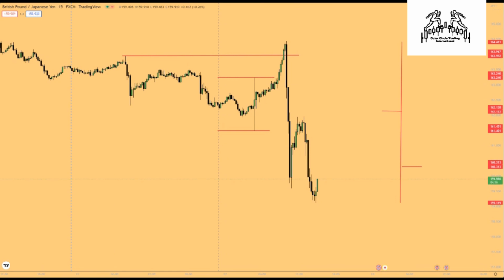So this is the concept that was invented by ICT Michael, and it's so generic. It almost plays out every day across different asset classes. So here we're looking at GBP JPY. Today, the Power Tree was so evident.